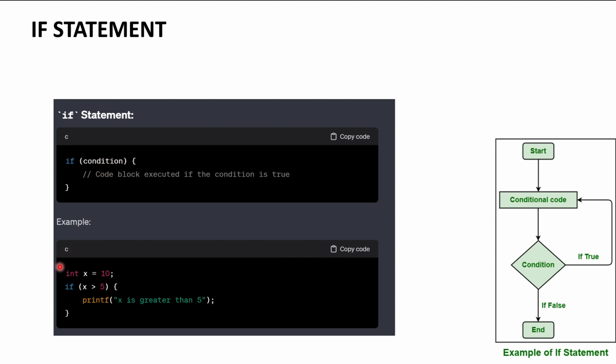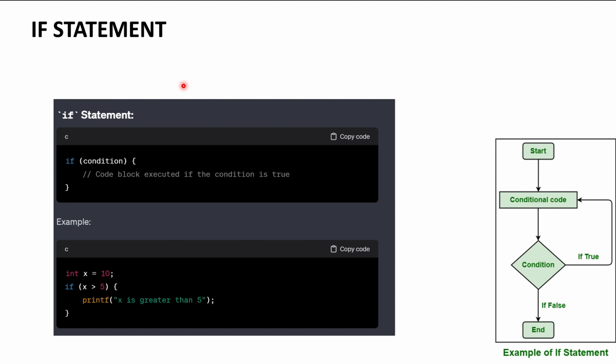For example, we can see here we have initialized the value of x as 10. Then here we check the condition whether 10 is greater than 5. It is absolutely true, so it will execute the block of code here in this context. It will print that x is greater than 5. In this way, first it will check the condition. If the condition is true, then it is going to execute the block of code associated with it. This is how the if statement works.